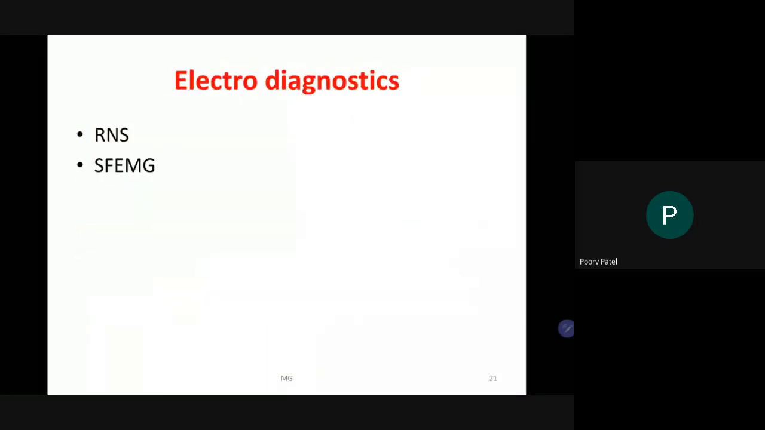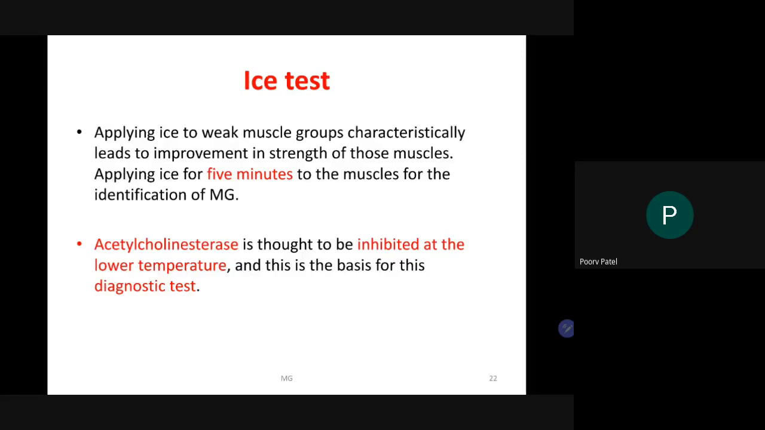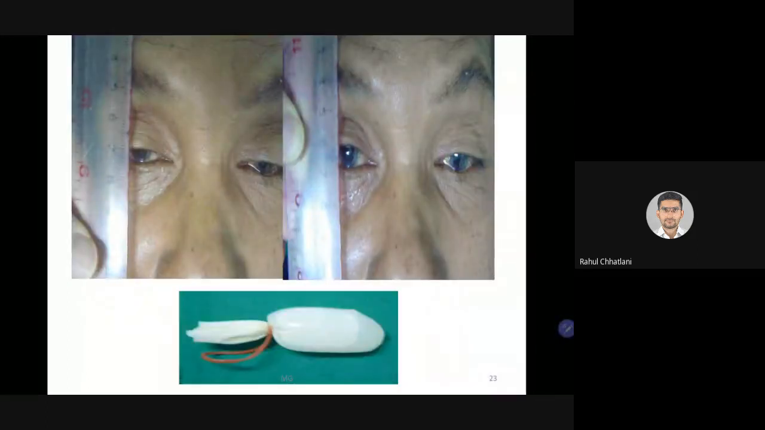Yes, so that was about it, then comes the electrodiagnosis as we described, and this was the ice test. Applying ice for 5 minutes to any muscle causes acetylcholine esterase inhibition at lower temperature because it is an enzyme. So it is one of the diagnostic tests. Now this is the ice test that can be easily seen. You see the eyes of an individual. Yes, you see the difference here. This will tell you that here the patient does not have unilateral, it will be bilateral involvement. And you can see the eye opening now.